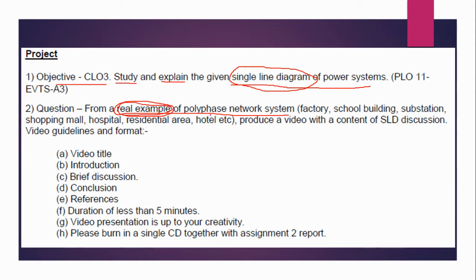So real example of what polyphase network system is, either factory, school building, substations. It can also be shopping mall, hospital, residential area, hotel, etc. But it must come from a real example. How to find? It's up to you. You can also go to Google and download it from there. So you can find the real one: factory, school building, hospital, shopping mall, etc.